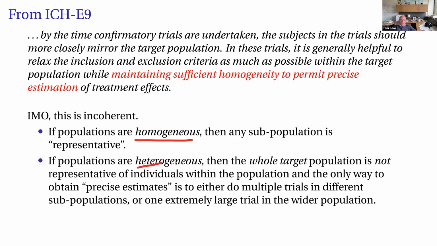On the other hand, if populations are heterogeneous, then the whole target population is not representative of individuals within the population. And the only way to obtain precise estimates is either to do multiple trials in different subpopulations or do one extremely large trial in a wider population, large enough so that I can ascertain whether there are differences in benefit over the range of people in the population.